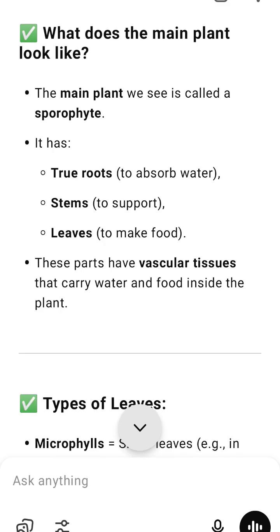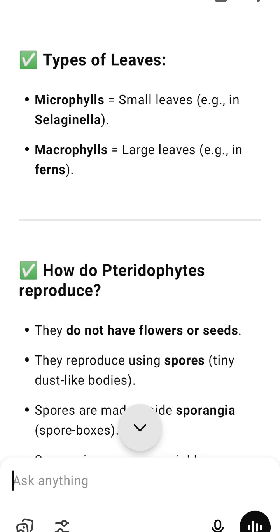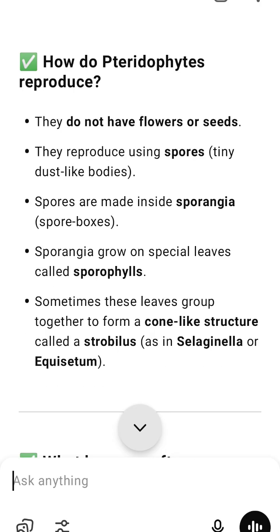Memory trick. Ferns send spores from strong stems. Ferns, Selaginella, sporangia, spores, strobili, stems. This helps you remember what kind of plants they are, how they reproduce, what parts they have.